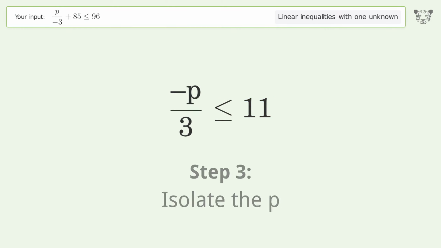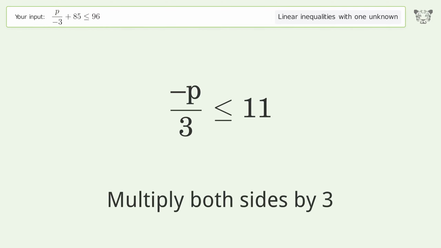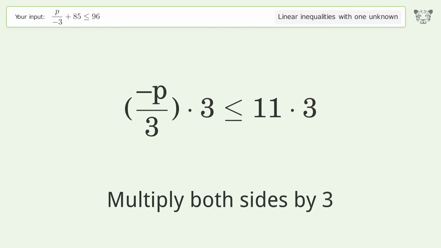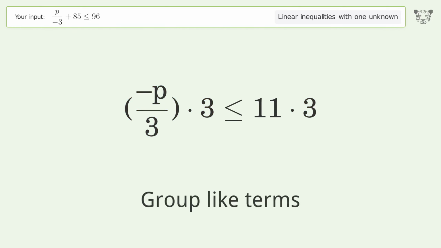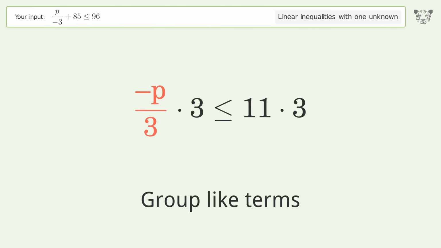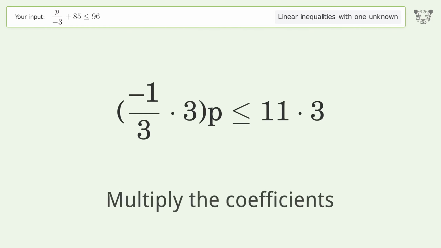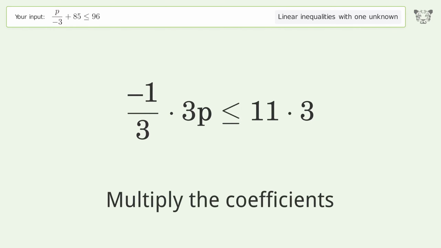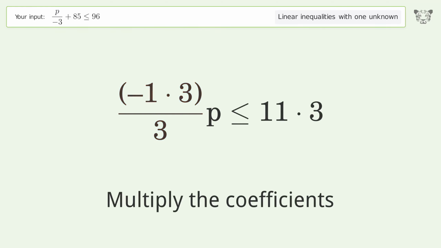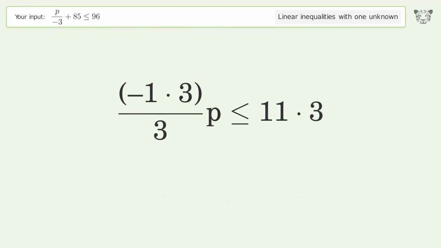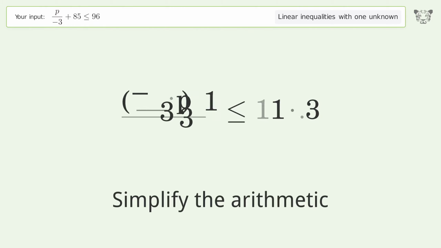Isolate the p. Multiply both sides by 3. Group like terms. Multiply the coefficients. Simplify the arithmetic.